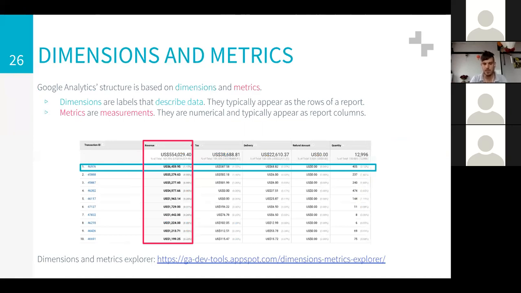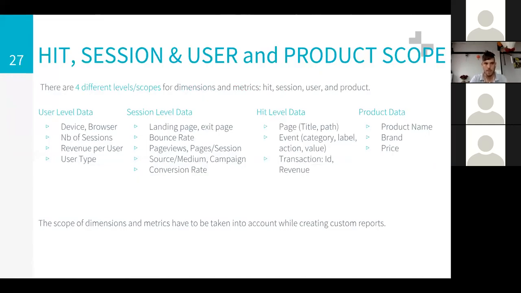I put here the link to the Dimensions and Metrics Explorer. That's one of the Google Analytics tools that I use a lot. First, it gives all the definitions for every metric and dimension that exists and is available through the API. But it also tells you which dimensions can be combined with which metrics, because each of the metrics and dimensions has a different scope. A metric can be a hit, session, user, or product scope.